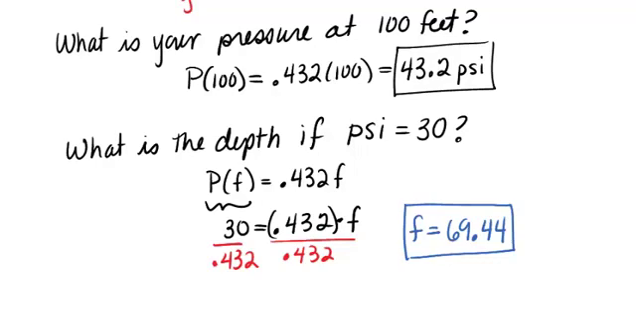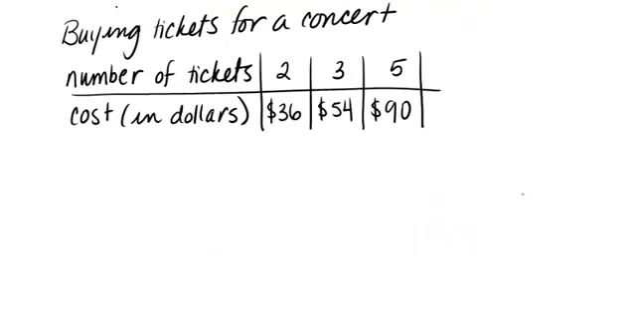Okay, let's look at another example that has to do with buying tickets. Okay, so here's some information. We're going to buy tickets for a concert, and the first thing we want to check is, can we write an equation, or can we write a model for this situation? So we need to decide, first of all, is there an equation that goes with this?